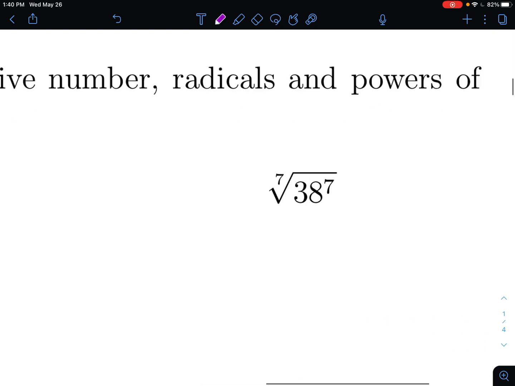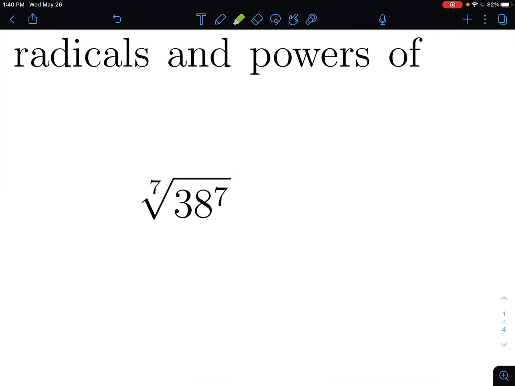So in a problem like this, you might be really intimidated and think, well, gosh, what's 38 to the 7th? I don't want to figure that out if I don't have a calculator. But the 7th root of that, by just the cancellation, would have to be 38. Power of 7 and 7th root cancel each other out.